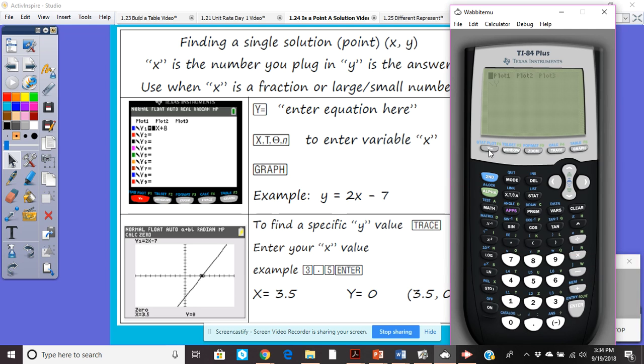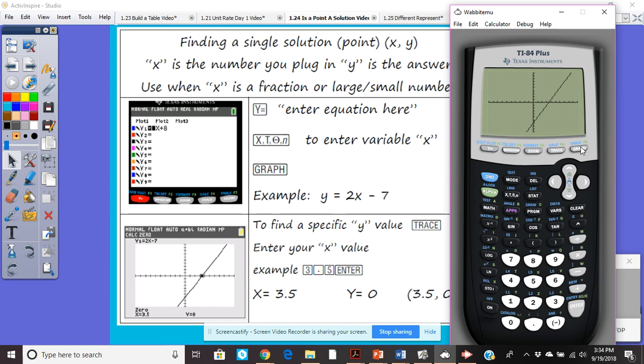What you're going to do is go to y equals and enter your equation. So 2x minus 7. But this time, to find a specific y value, you're going to hit graph. And it's going to graph your line for you.